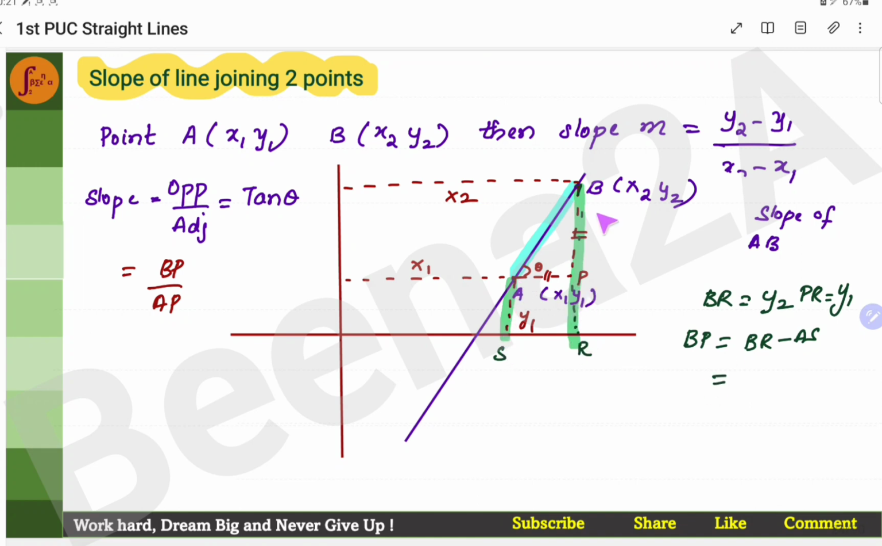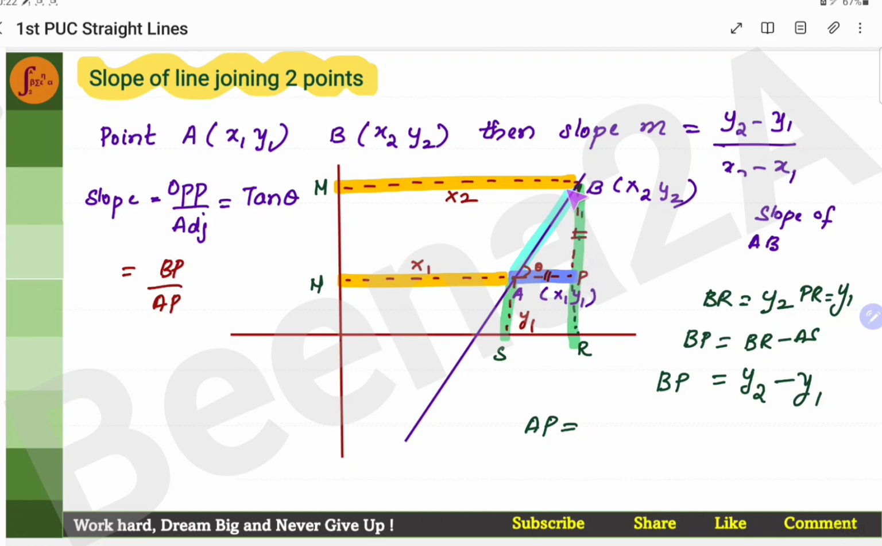So now what is BR? BR is y2. What is AS? y1. y2 minus y1. So this is BP. Similarly, I need to find AP. AP is nothing but, I know this distance and I know this distance. If I subtract this distance from this distance, then I will get AP.